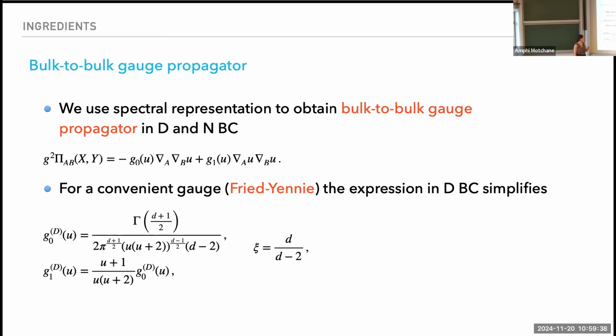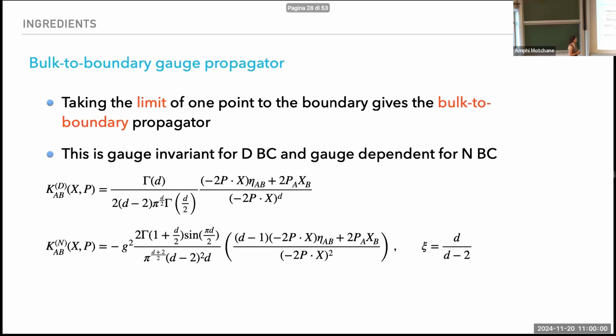At the beginning, we didn't find a similar expression for Neumann boundary condition, but recently we found the expression also in this case. It's not so easy, it's not just a rational function, but it becomes much more compact, which makes computation with Feynman diagrams much easier. Okay. So then we have the bulk-to-bulk propagators. We just take one of the points to the boundary, and we find the bulk-to-boundary propagators, both in Dirichlet and Neumann boundary conditions. And then we use these propagators to compute all the quantities that we need.